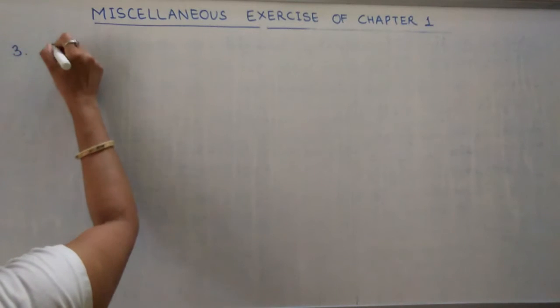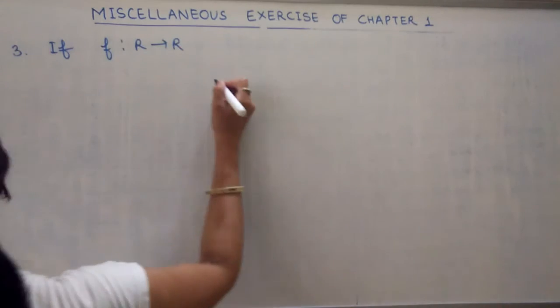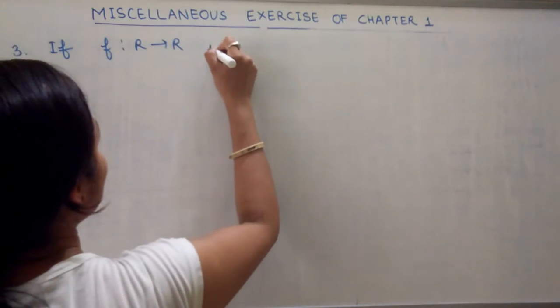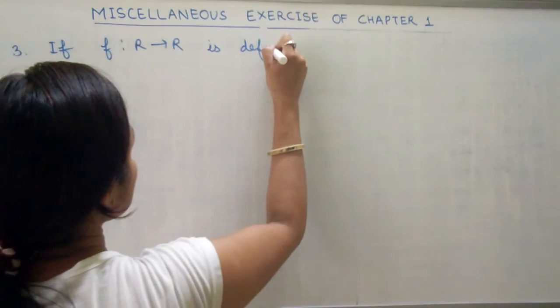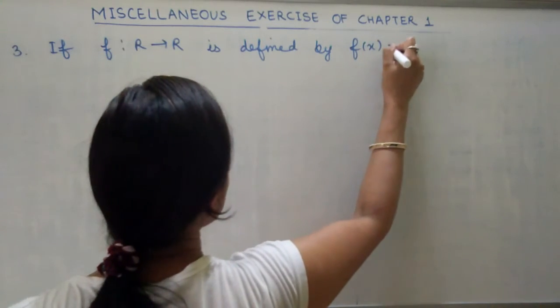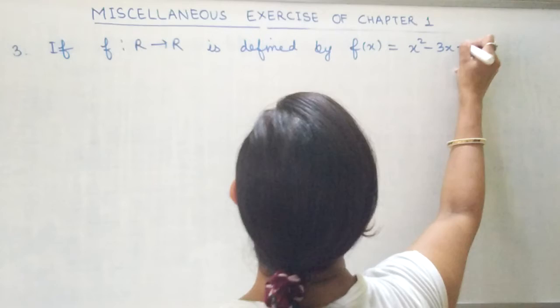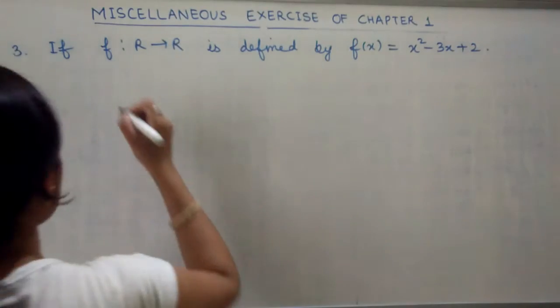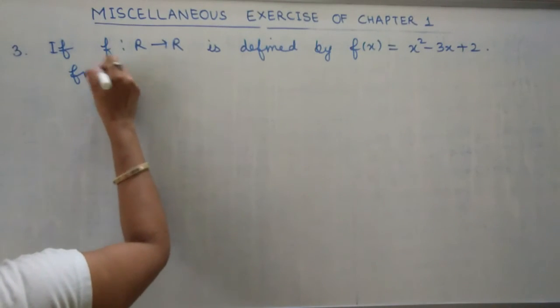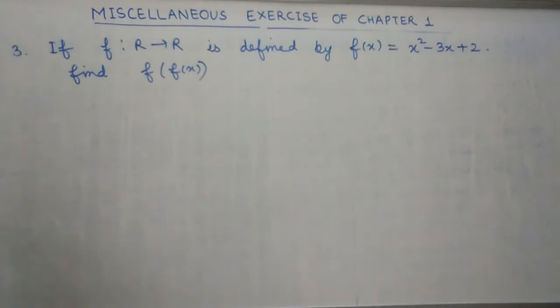Third question is, if f from R to R is defined by f of x equals x square minus 3x plus 2, find f of f of x. So how can we find f of f?